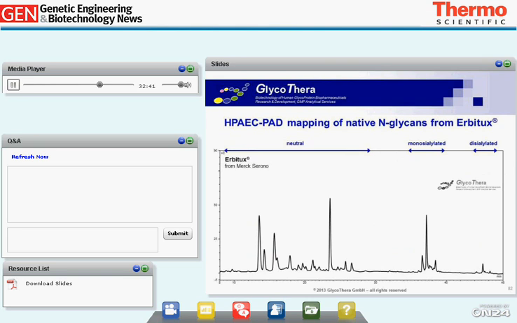This is a representative HPAE-PAD profile of the native N-glycans from the market product Erbitux. The chromatogram can be separated into glycan groups of neutral, monosialated, and disialated N-glycans. The N-glycan structures were identified using appropriate reference standards.